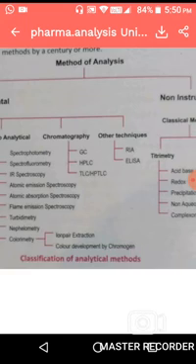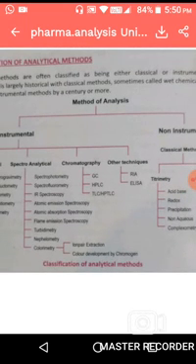See guys, this topic, methods of analysis, is not that important from the exam point of view, but we are studying this for the sake of knowledge, right? We should know what the different methods involved are. So that's why we are studying it.